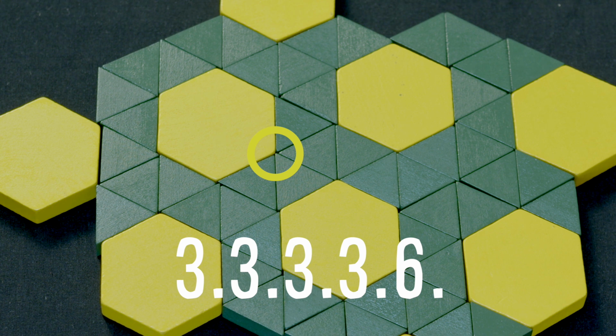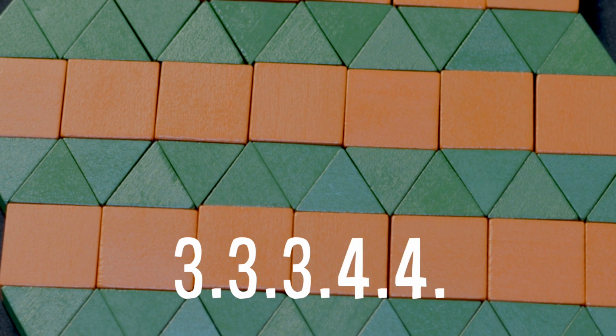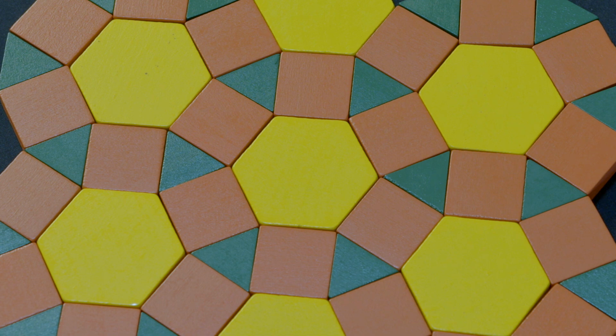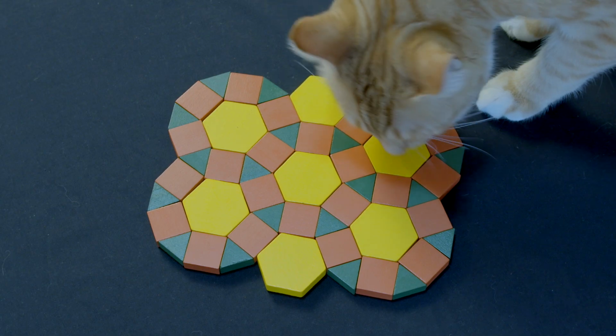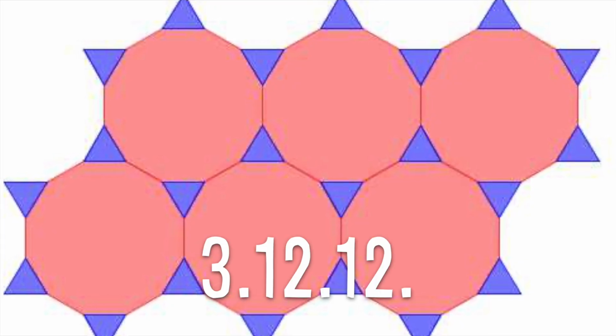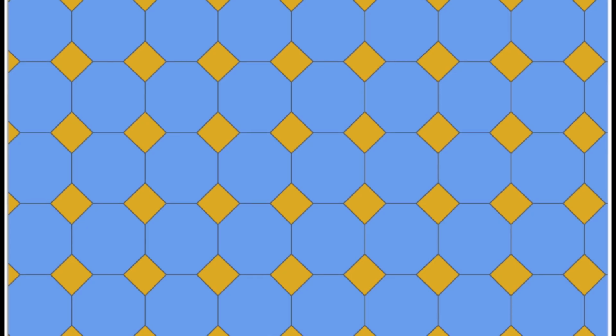meet. Here's a 3, 3, 3, 4, 4. Here is 3, 3, 4, 3, 4. This one is 3, 4, 6, 4. Good old 3, 6, 3, 6 is next. And here we've got 3, 12, 12. And this one is 4, 6, 12. Last but not least, we got 4, 8, 8.